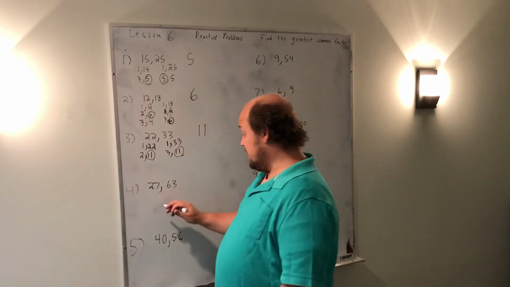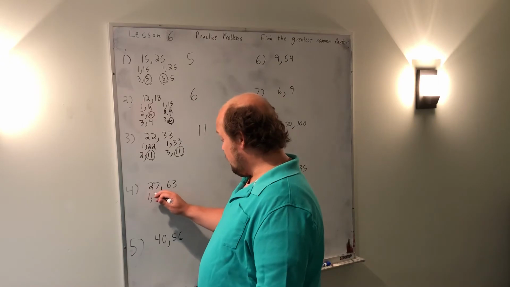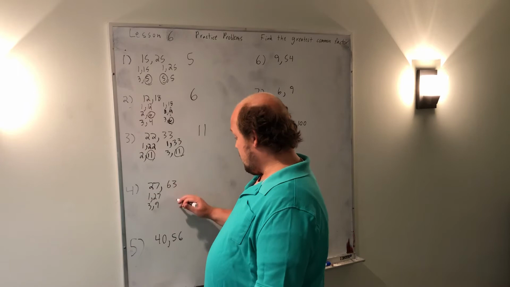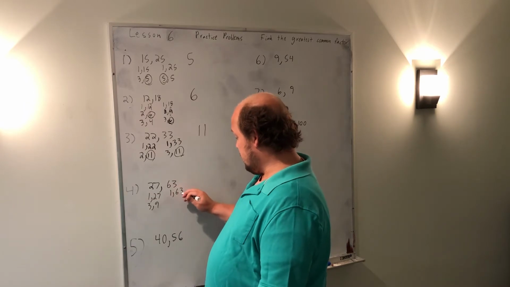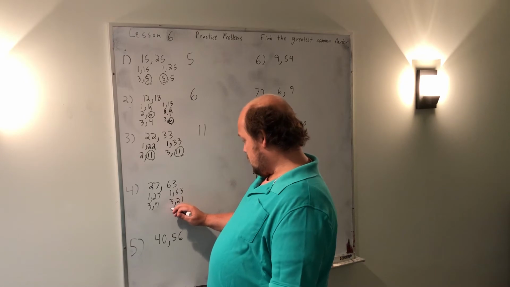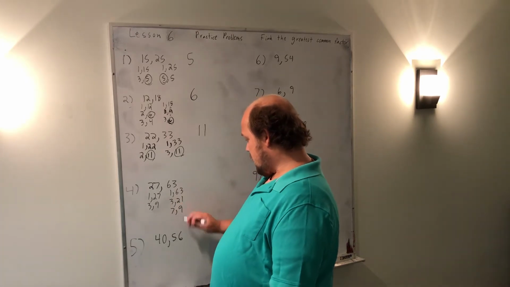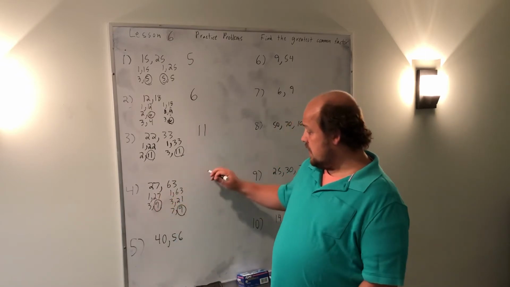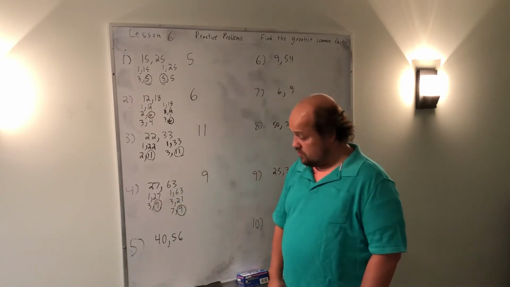For 27 and 63, I can break 27 down into 1 and 27, 3 and 9. I can break 63 down into 1 and 63, 3 and 21, 7 and 9. The largest number on both lists is this 9, which is my greatest common factor.